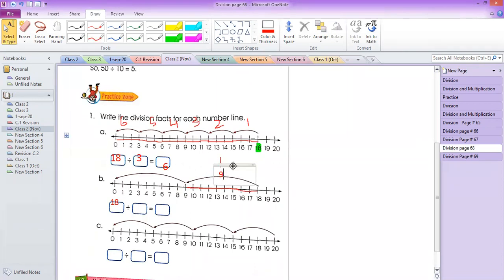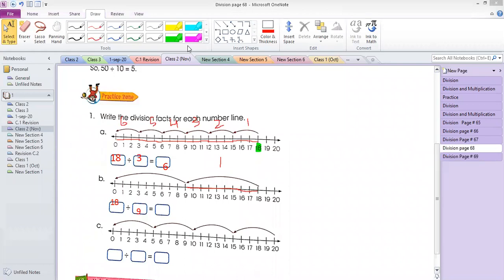So I will write here 9. Yes, guys, do you understand why we write 9 here? Okay, the answer is 2. 18 divided by 9 is 2. Okay. Now, can you tell me the quotient here? What is the answer here?